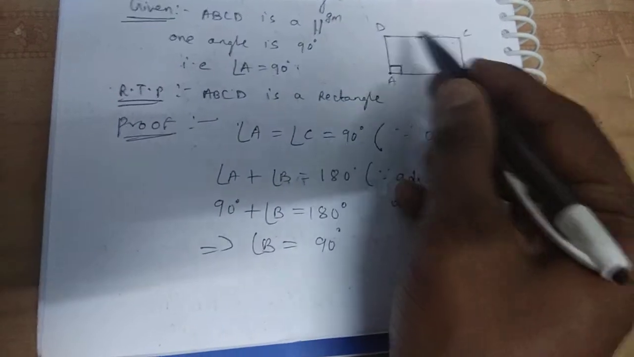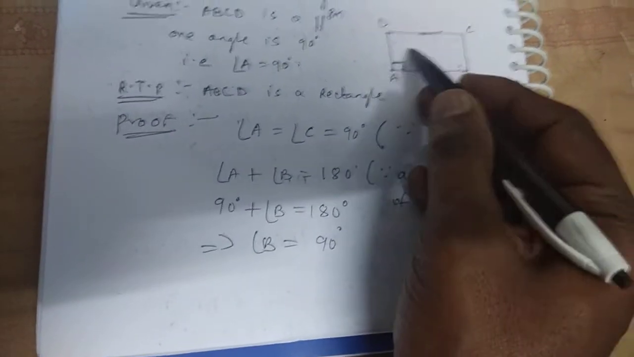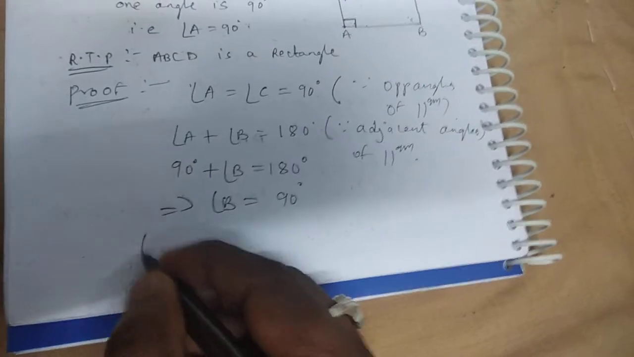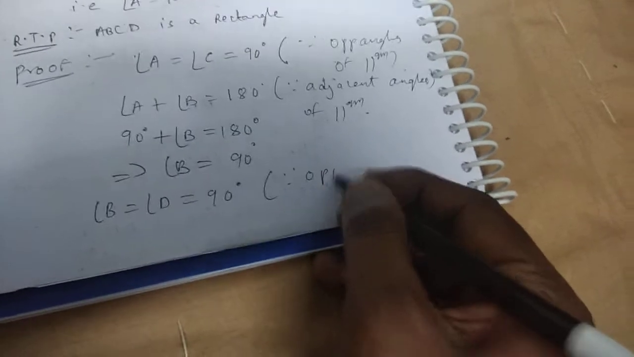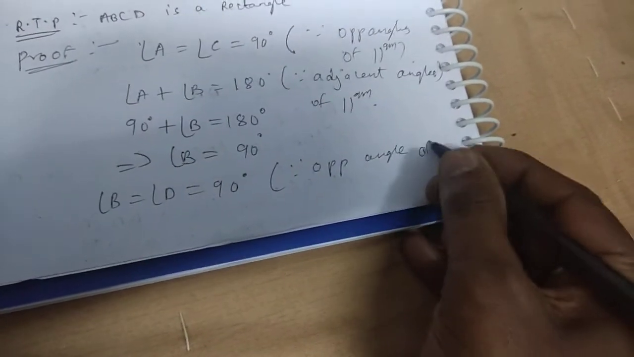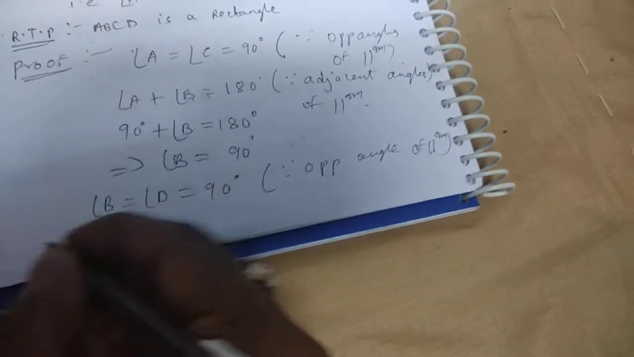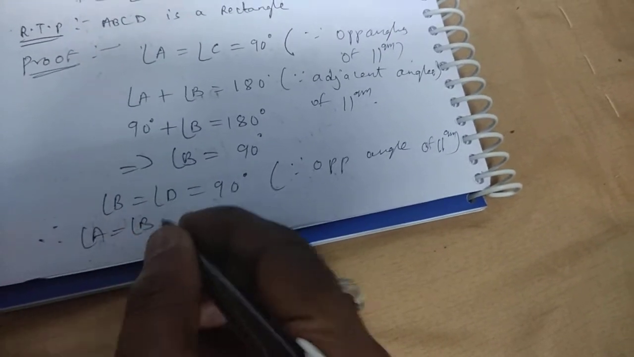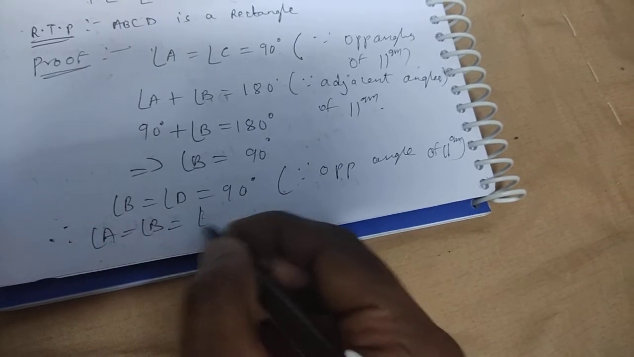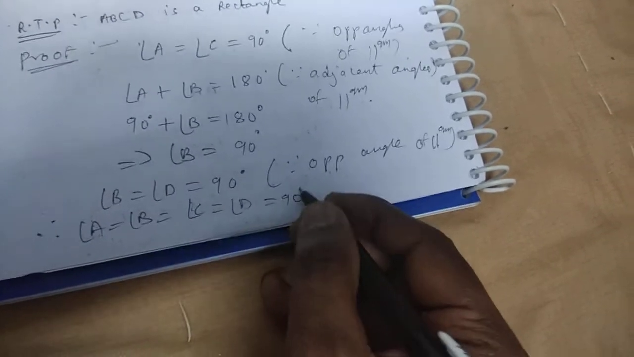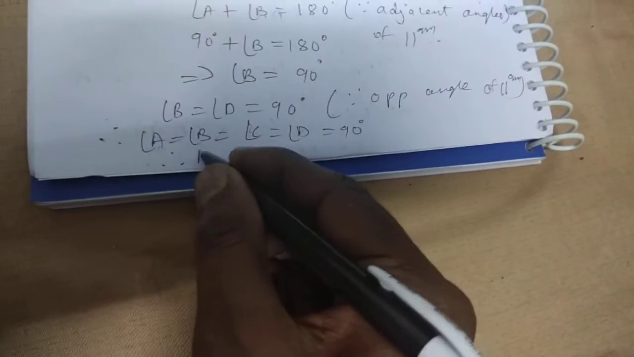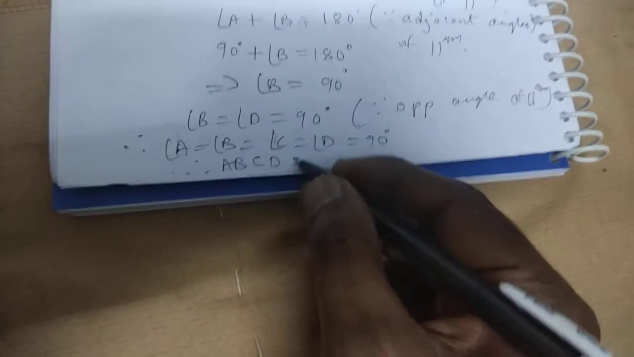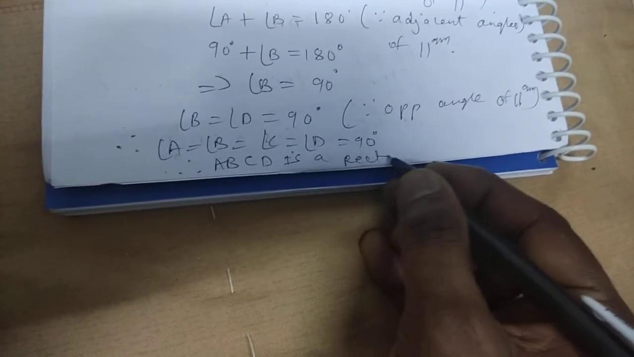If angle B is 90, automatically angle D is also 90, because opposite angles of a parallelogram are equal. So angle B and angle D, both of them will be 90 degrees, since they are opposite angles of a parallelogram. Therefore, all angles are equal to 90. Angle A is equal to angle B is equal to angle C is equal to angle D. All of them are equal to 90 degrees. Therefore, ABCD is a rectangle.